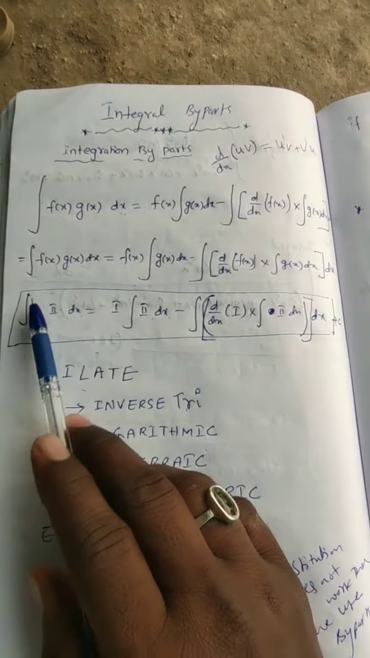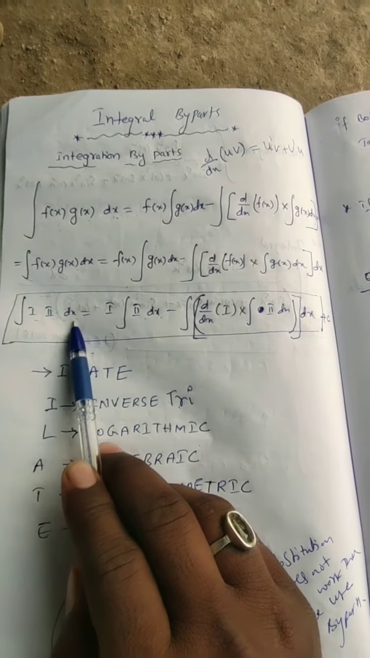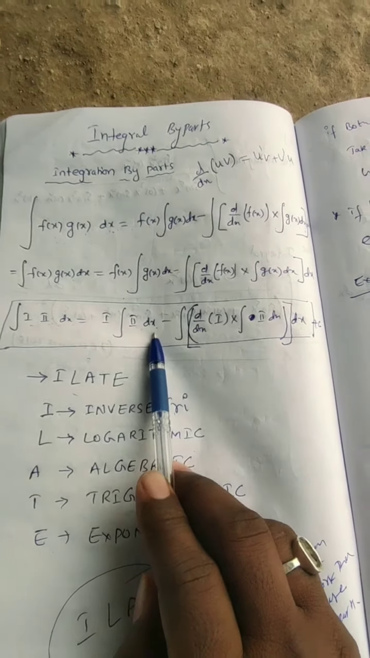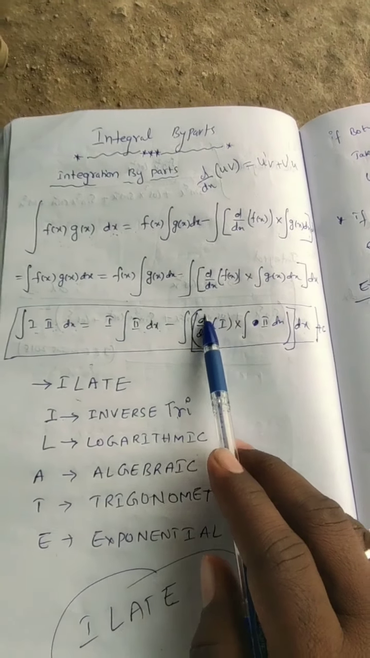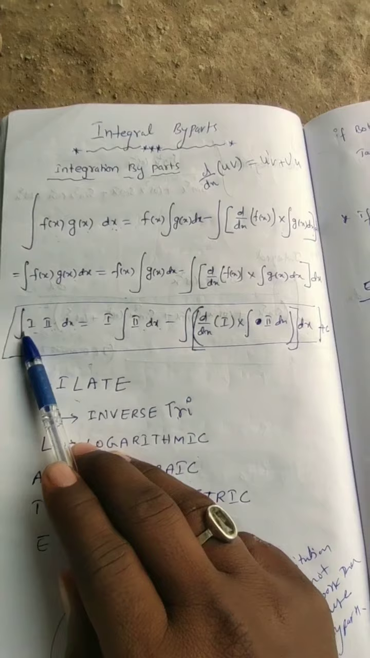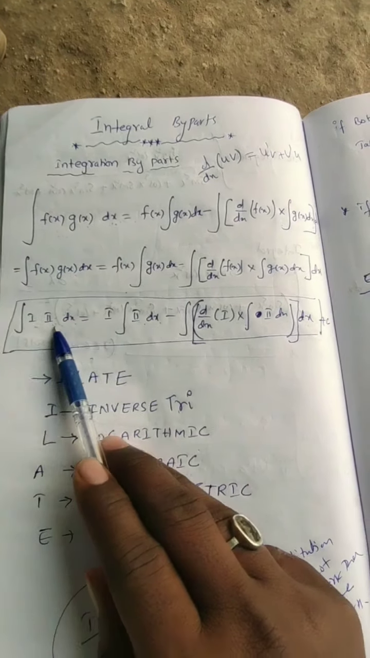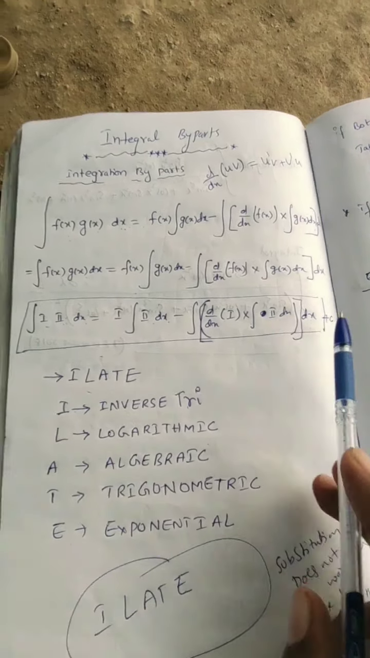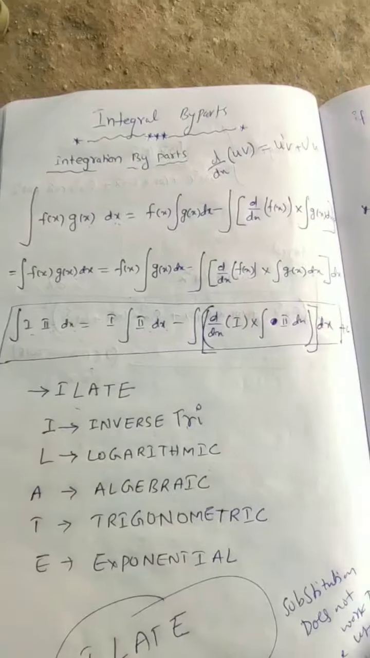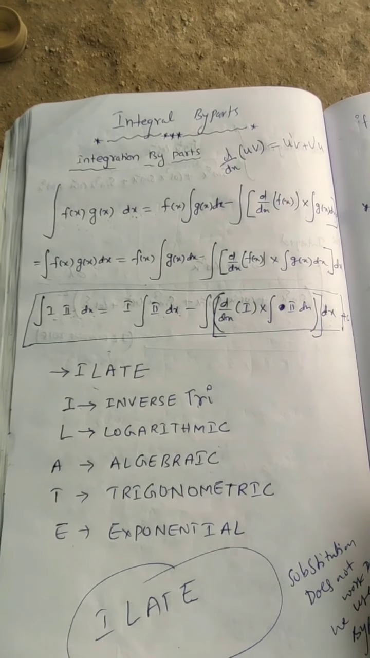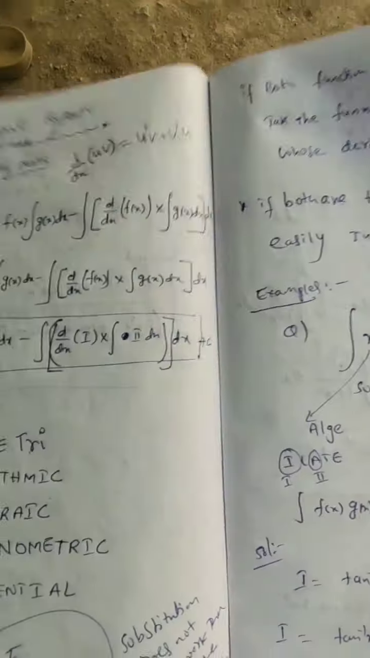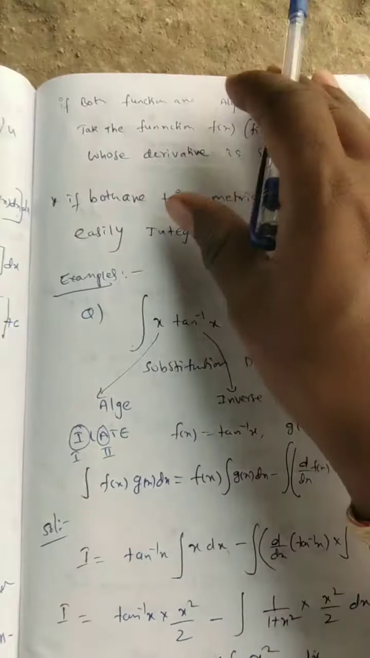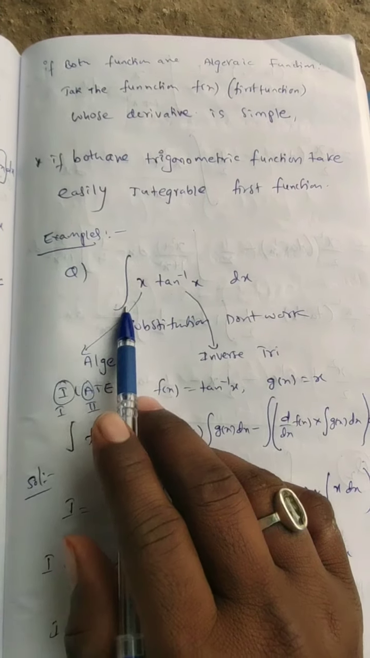I repeat again: what is integral by parts? Integration of first and second function dx is equal to first function times integration of second function dx, minus the integration of d by dx of, meaning differentiation of, the first function into integration of the second function, the whole result again integrated, plus c. This is what we call integration by parts. Understood? Wait and see the example, you will understand more. There are two conditions also, I'll tell you later. First let us go for the example.